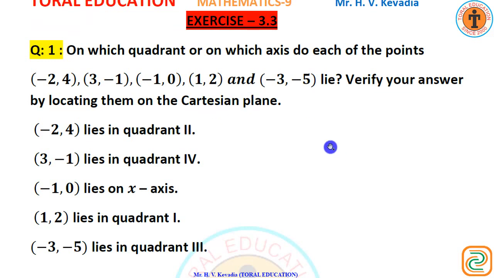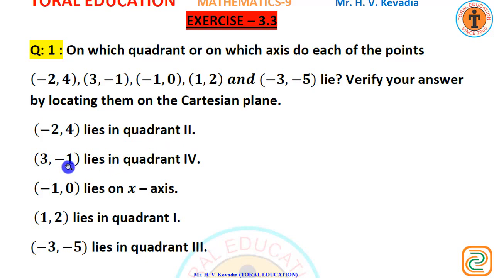It's also very easy. In which quadrant or on which axis do the points (-4, -2), (4, 3), (-1, -1), (0, 1), (2) and (-3, -5) lie? Verify your answer by locating them on the Cartesian plane. Okay. Now -2, 4. Remember the quadrants. Negative x coordinate and positive y coordinate, that is the second quadrant. It lies in the second quadrant.